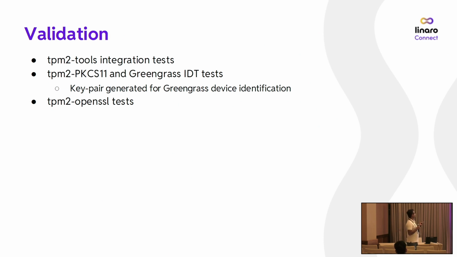Greengrass uses PKCS11 APIs for crypto operations, and TPM2 PKCS11 provides a PKCS11 implementation using the TPM2 APIs. The plan is to use keys needed for device identification to be generated using fTPM.